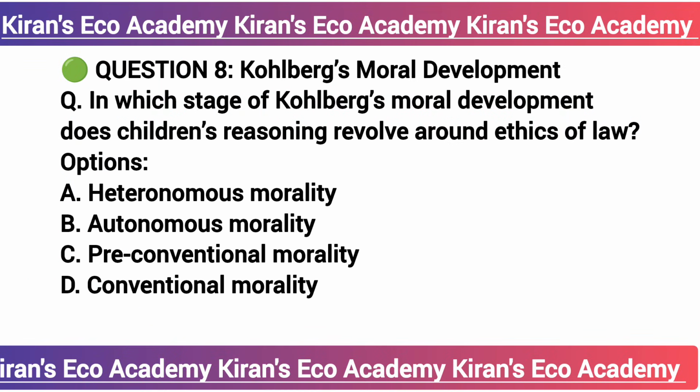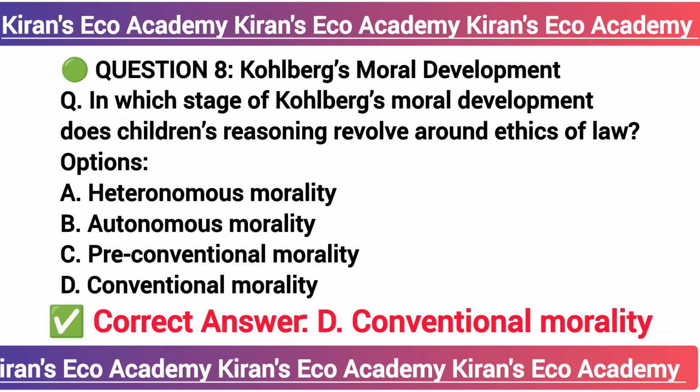Question number 8. In which stage of Kohlberg's moral development does children's reasoning revolve around the ethics of laws? Option A, heteronomous morality. Option B, autonomous morality. Option C, pre-conventional morality. Option D, conventional morality. Correct answer is option D, conventional morality.